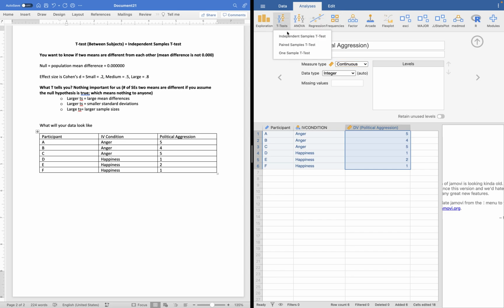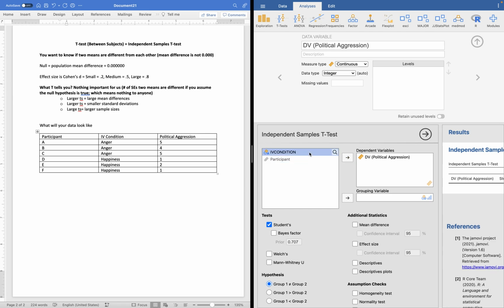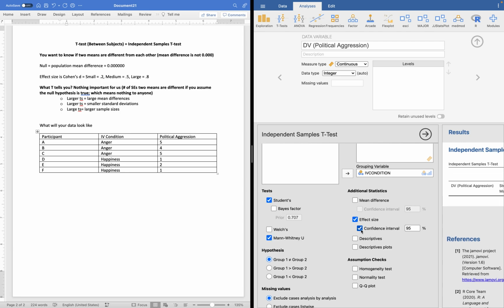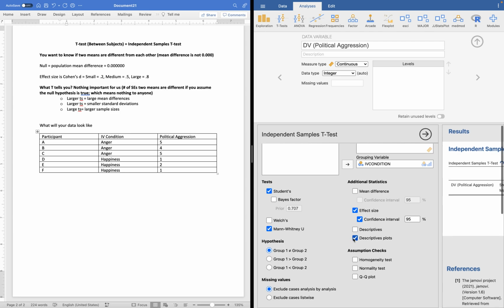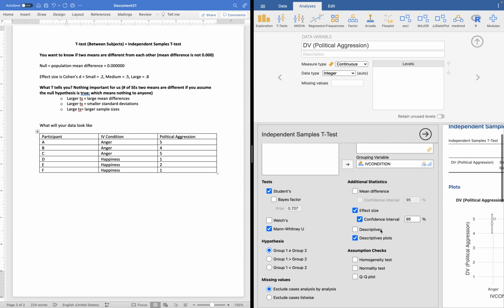Click t-test. Click independent samples t-test. Our DV is political aggression. Our IV is our grouping variable. So Student's t-test, right? Mann-Whitney U is your non-parametric test. That's all you need to know. I want my effect size and 95% confidence interval. I want my descriptive plot. I'm going to find that useful. And descriptives are probably going to be useful as well.